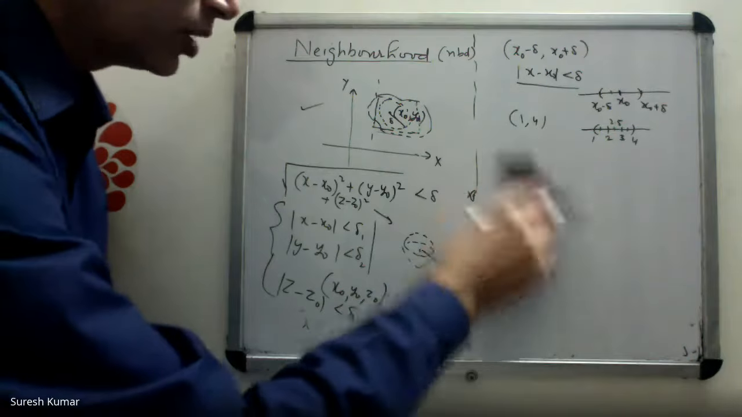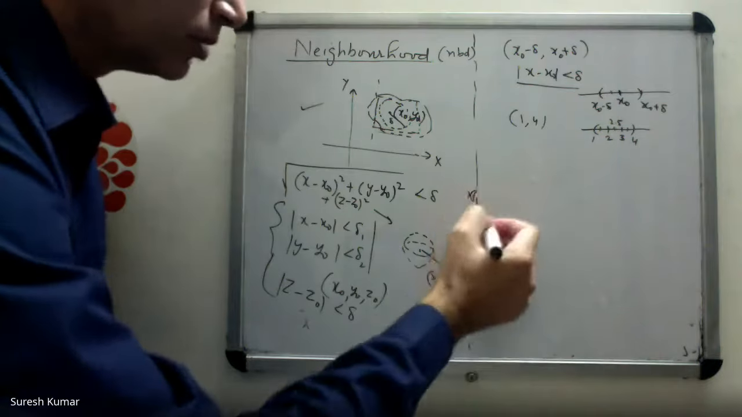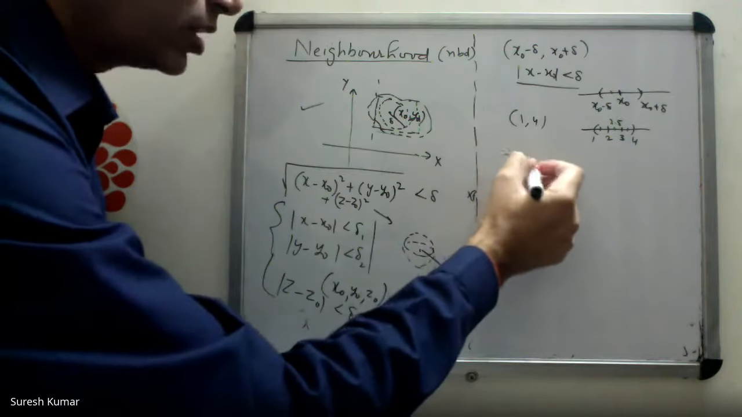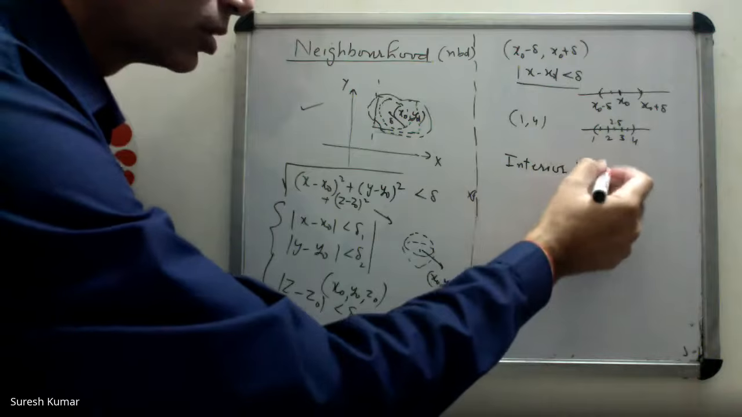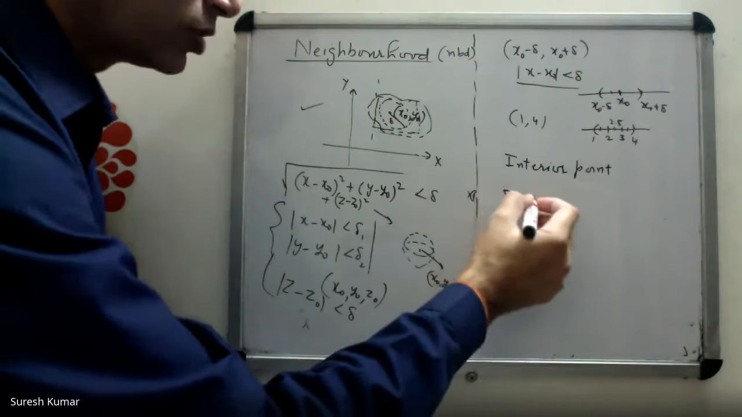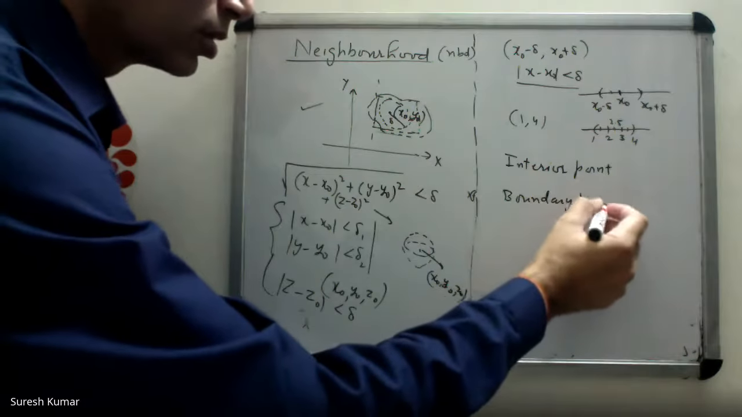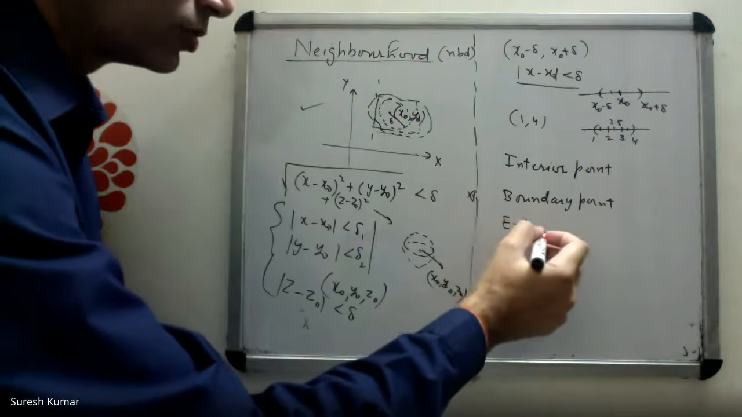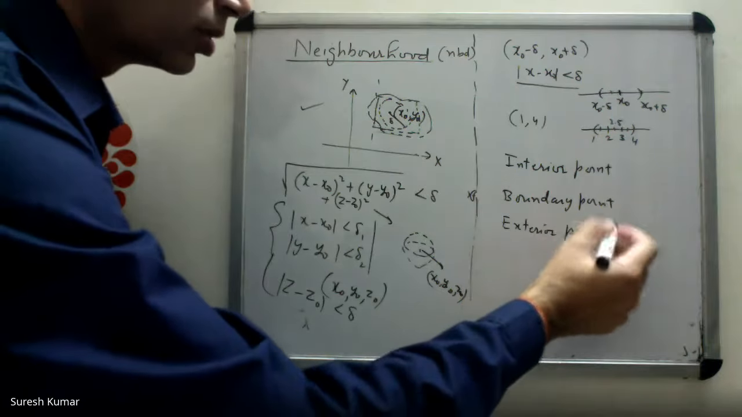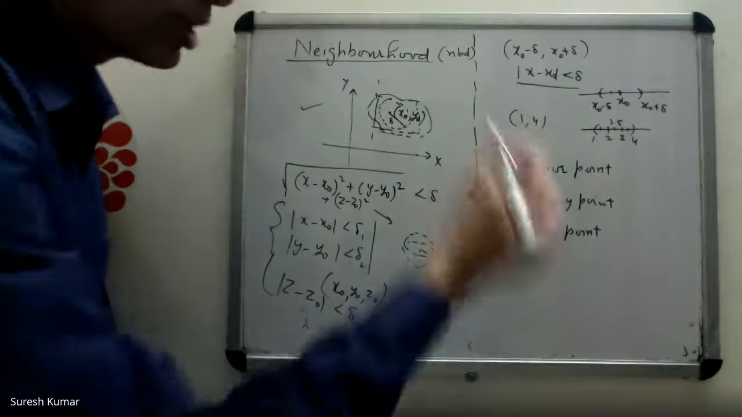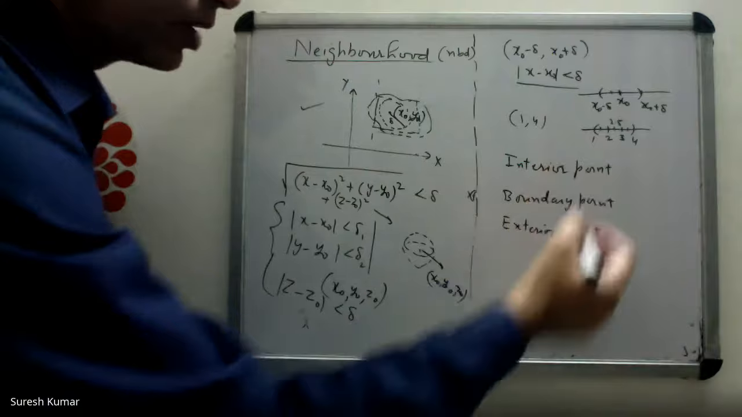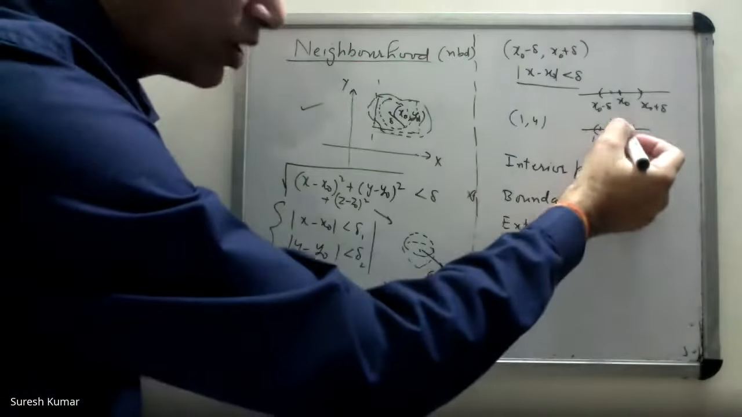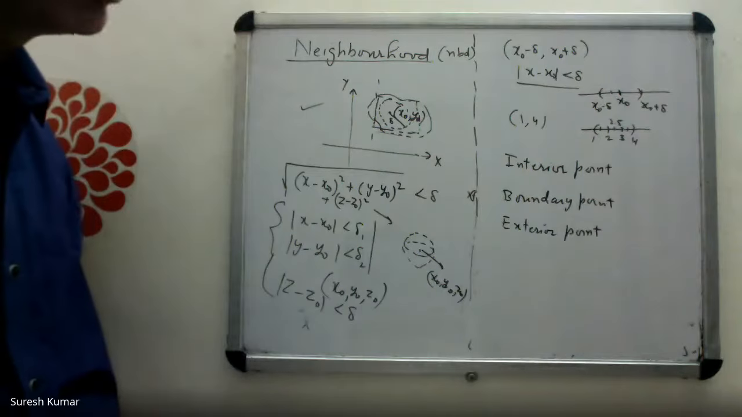Before I move further, let me tell you some more terms which are common. One is interior point, then boundary point, and other is exterior point. What are these? Through an example, you can understand it easily. Interior point means a point of which at least one neighborhood lies in the given set.